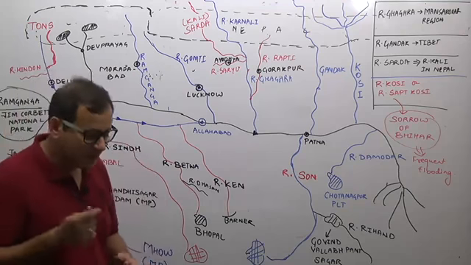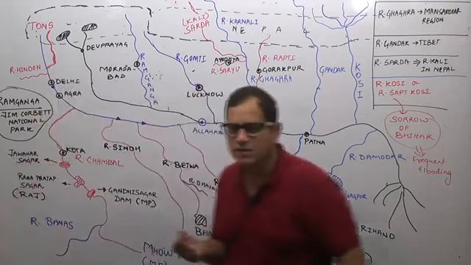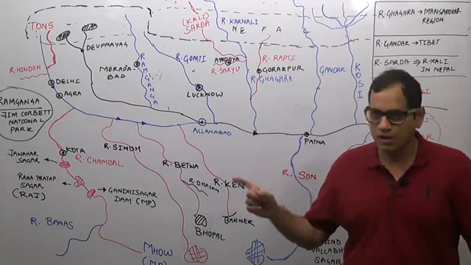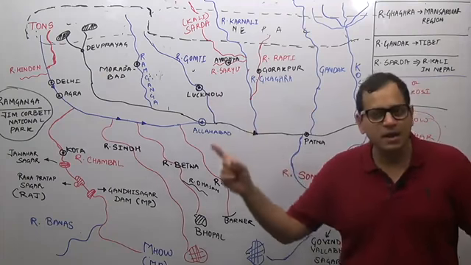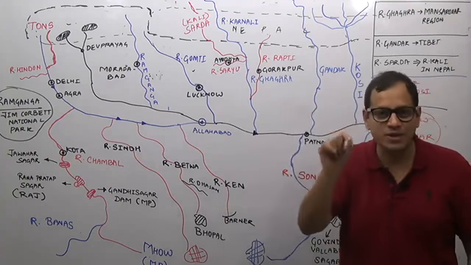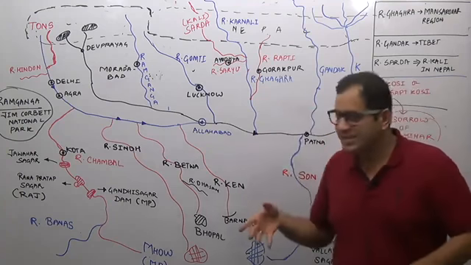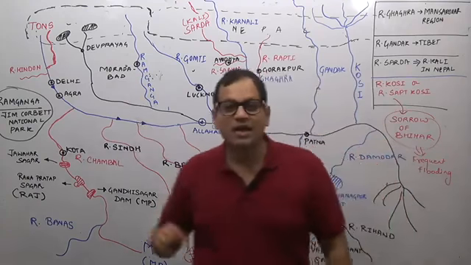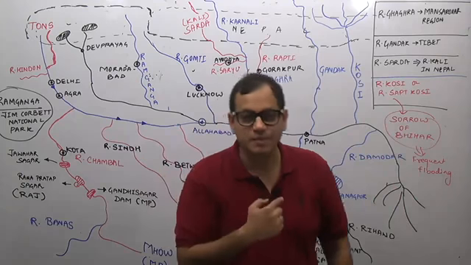Again, let us revise, give a fast revision to the Ganga river system. Ganga originates as the river Bhagirathi from the Gangotri glacier. River Bhagirathi and river Alaknanda, the other river, join at Devprayag. From here it is known as river Ganga. It enters the plains of India in the Haridwar region, and then it starts meandering.